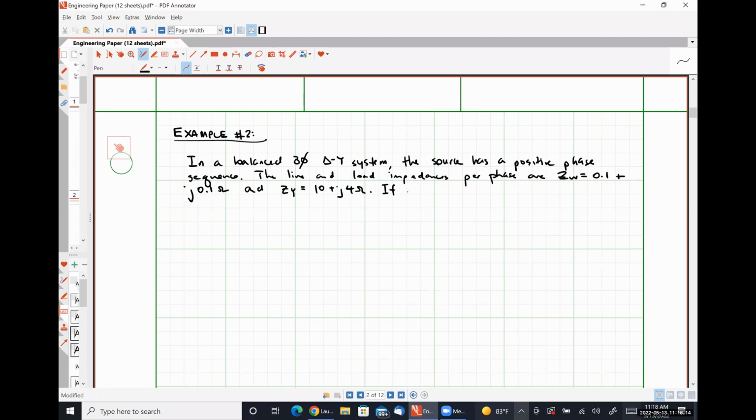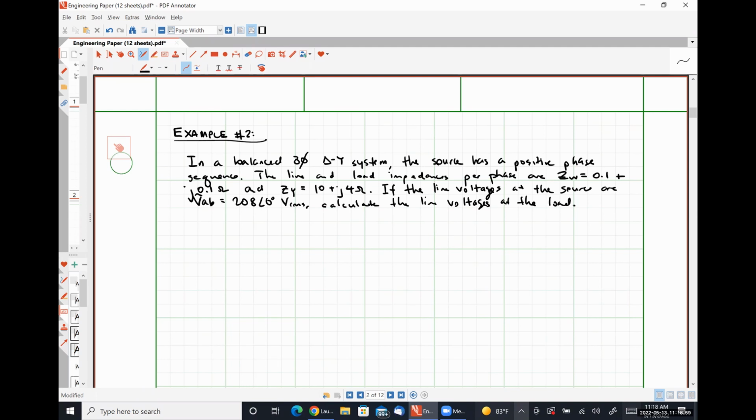If the line voltages at the source are VAB is equal to 208 angle 0 degrees volts RMS, calculate the line voltages at the load.